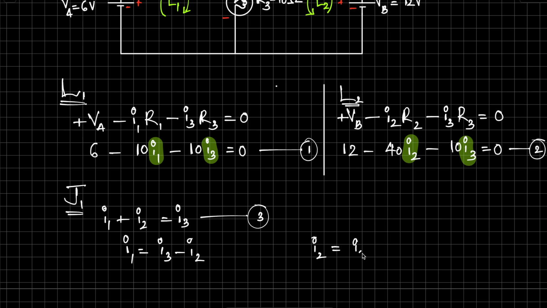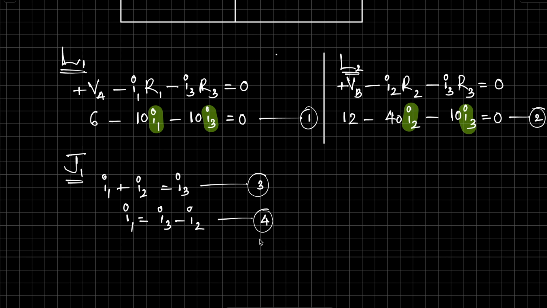I2 equals I3 minus I1, and then you can go ahead and change equation number 2. Replace I2 with I3 minus I1. That would work as well. It's up to you. Okay, so that's my equation: I1 equals I3 minus I2. Let's call it equation number 4.